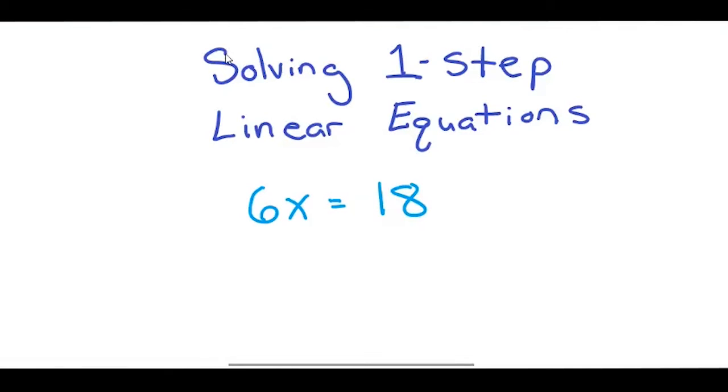So let's say we have 6x equals 18. 6x means 6 times x. So the opposite of multiplication is division, right? So the inverse operation is going to be division. So I'm going to divide both sides. I'm going to divide both sides by 6. Those 6s cancel. X equals 18 divided by 6 is 3.